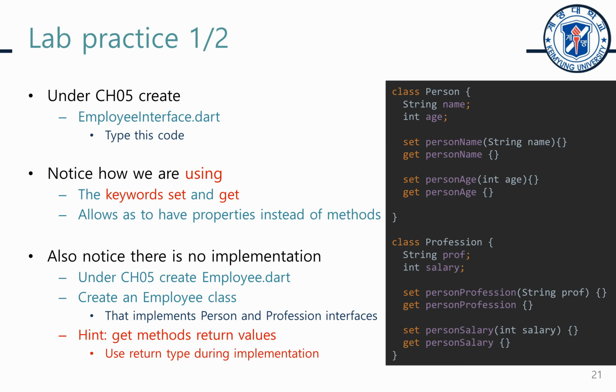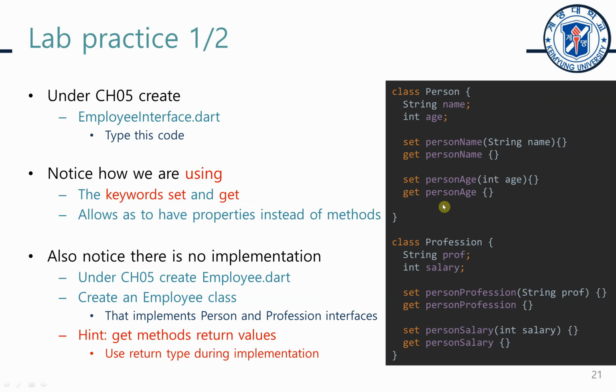You can create a file called employee interface, in case you know how to install IntelliJ, but for now just forget that. So what you have to do is create an interface. Take a look at this interface, class Person, and in this class Person we have name and age. This is the same for every person. Then we can set person name, get person name, set person age, and get person age.